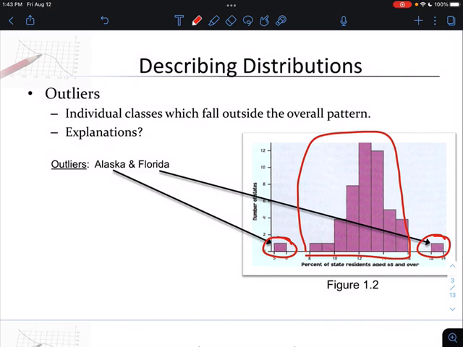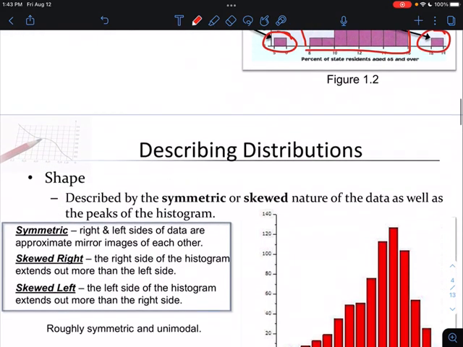So that's one of the things we look for: are there any values that fall outside the regular pattern? What might be the cause of that? And we investigate further.